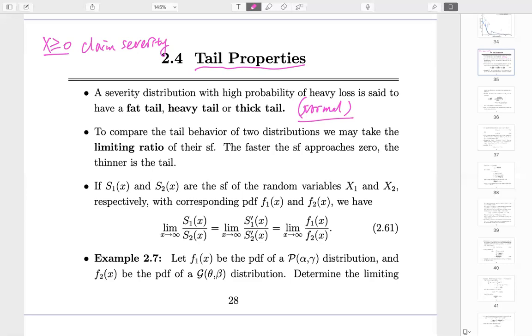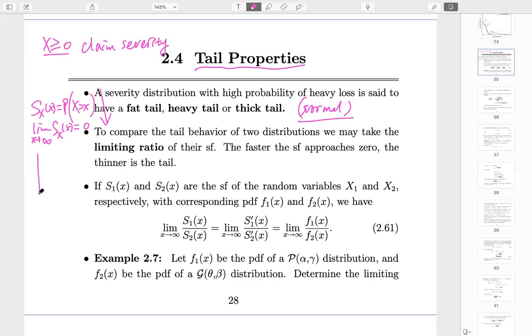So there are different things we can look at. The first property we look at is how fast the survival function goes to 0. We know the survival function is the probability that X is greater than x. As the value of the claim gets bigger and bigger, the probability gets smaller and smaller. Eventually, when x goes to infinity, this must be 0, and it is decreasing.